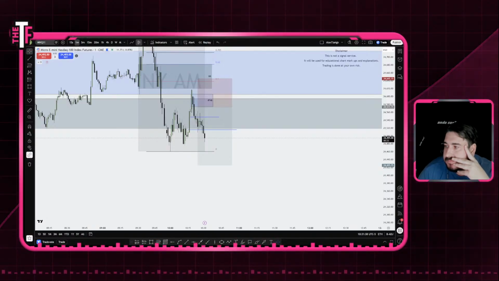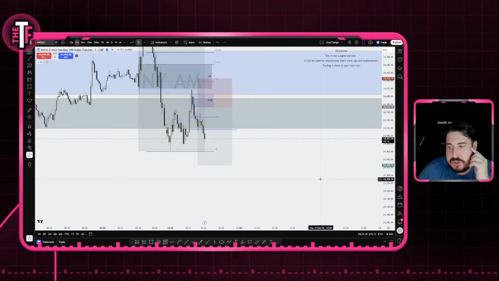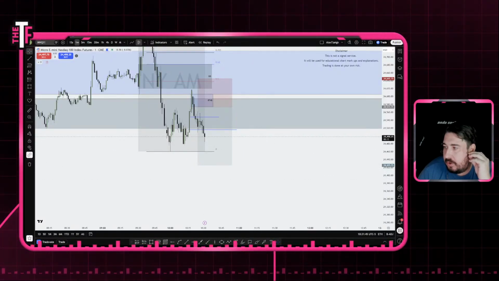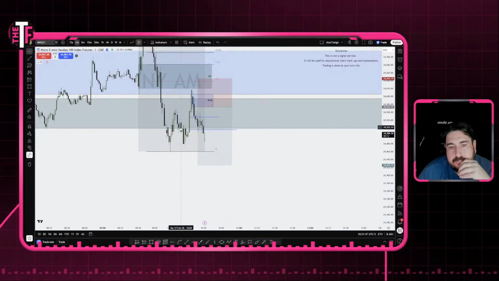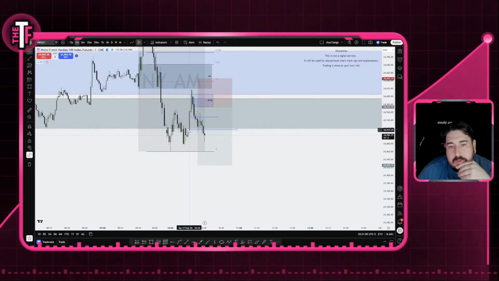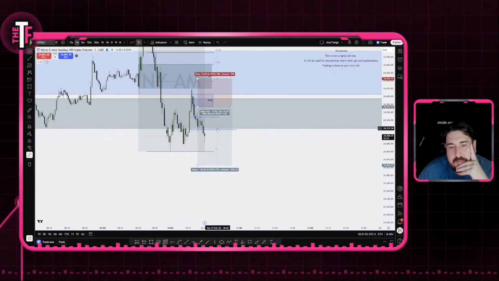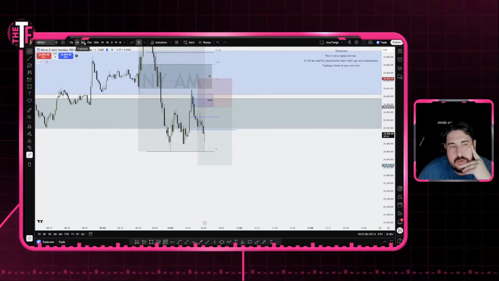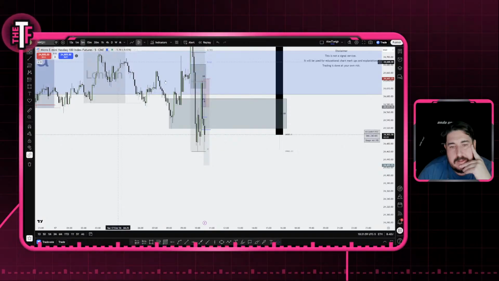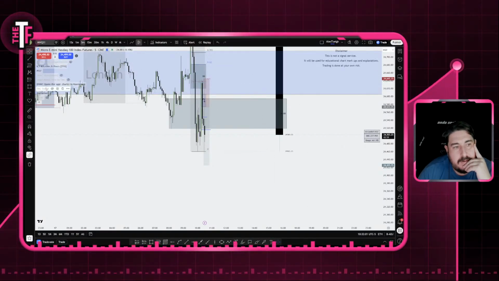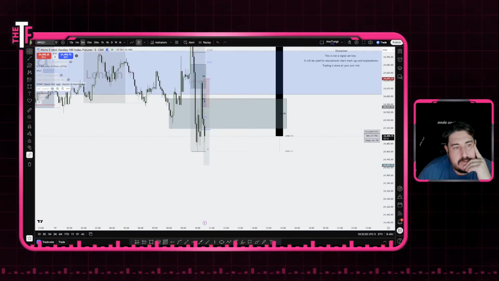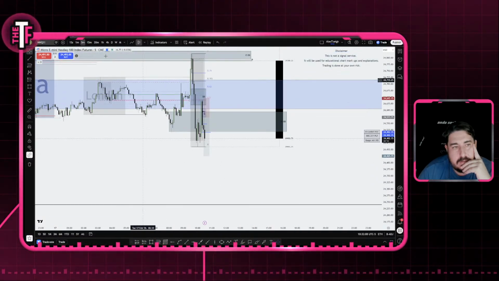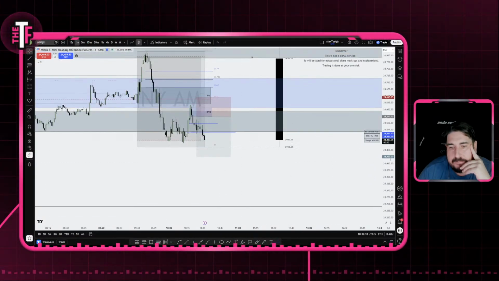Unfortunately, he didn't want us to enter. I could enter at this inverted fair value gap also, but now the DR IDR, the initial balance, has also formed, so I will be patient and see what will happen.